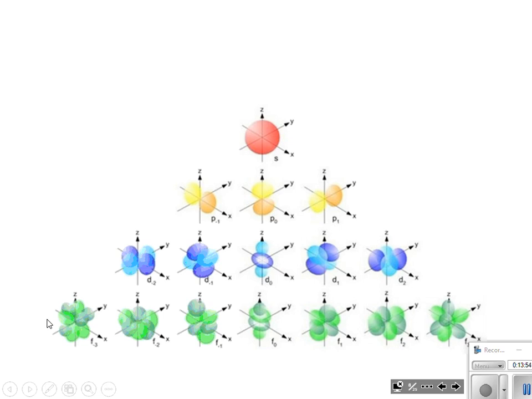So I guess the big thing that you might want to write down: s has a spherical shape. You might want to number that: s has 1 orbital, p has 3 orbitals, d has 5, and f has 7. 1, 3, 5, 7. The number of orbitals that exist on those main energy levels.